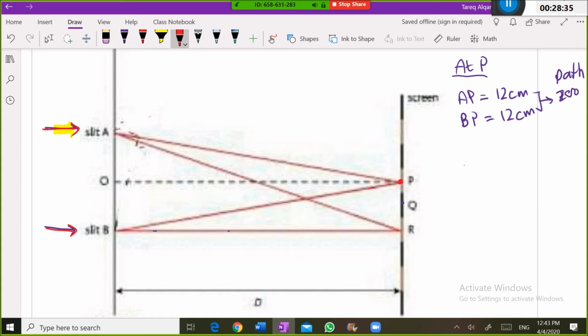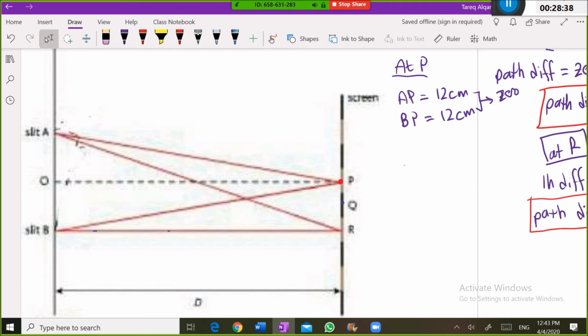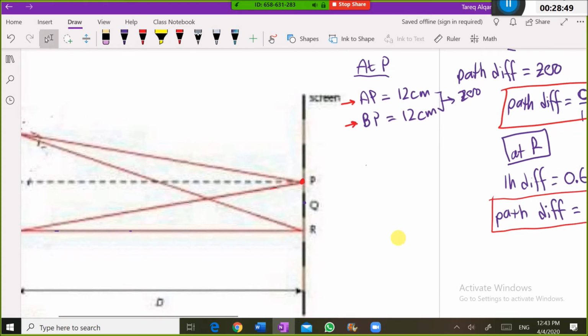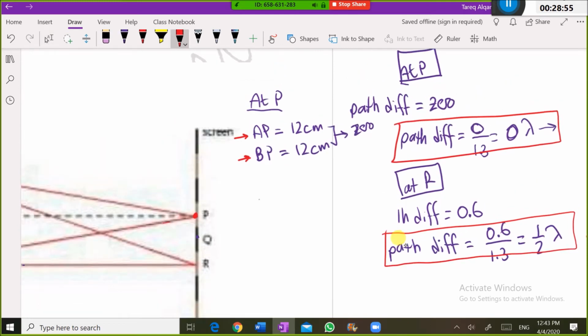Now, what is meant by path difference? I measured A, P by ruler, and B, P. I found here, guys, that both are 12 centimeters. So the path difference at P is what? 0. 12 minus 12.